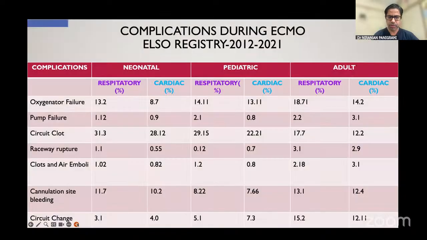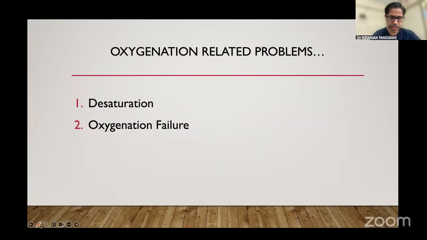Before going to the case, we'll try to understand what the common problems are. According to ELSO, the most common problem in adult respiratory ECMO is oxygenation related, not oxygenator failure. Oxygenation related trouble is encountered in 18% of cases. Second comes circuit clot. Then comes cannula site bleeding. And in cardiac ECMO, the most common is pump failure or hypotension or persistent shock. These are some of the problems encountered.